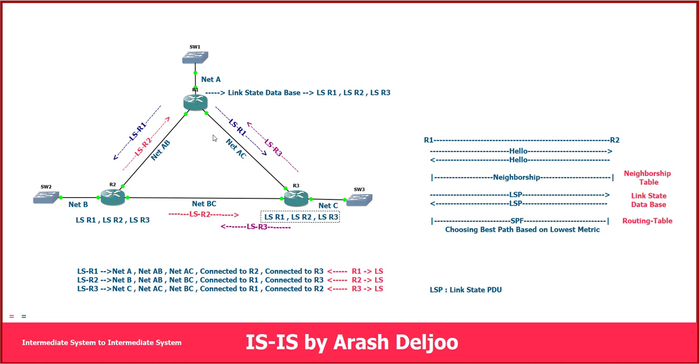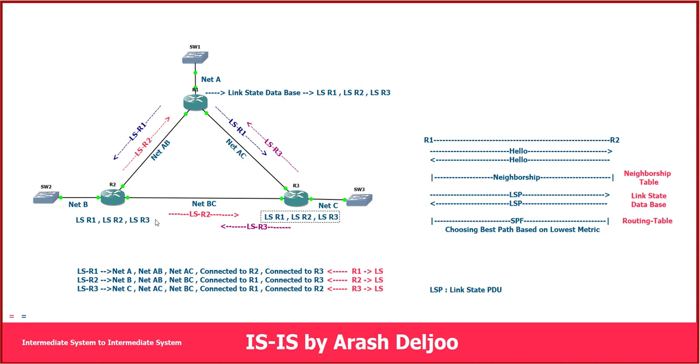R1 now can imagine that R2 is connected to R3 and R3 is also connected to net C and R2 is connected to net B, for example, also R2 and R3. This means that after exchanging the link states, every router can draw, for example, the map of the network itself. This is the next step, drawing or, for example, creating the map of the network in the mind of every router.